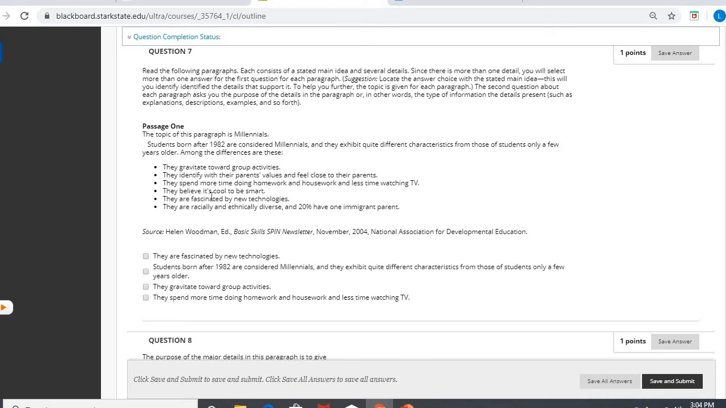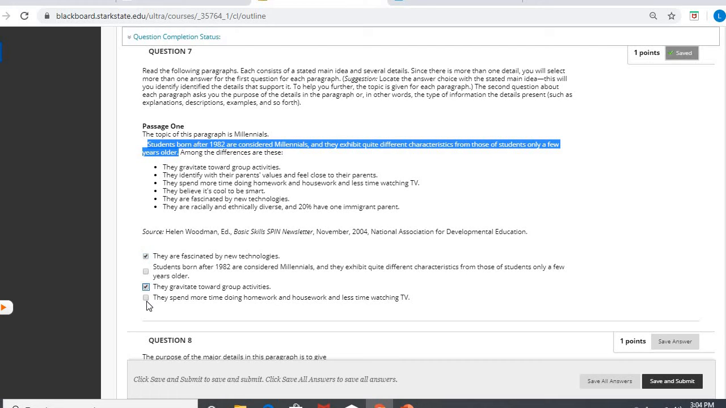Well, these are details right here. This essentially is our main idea. So I'm going to click on the details. I'm not going to click on this one because that's our main idea. The rest of these are our supporting details. They tell me more about my main idea.